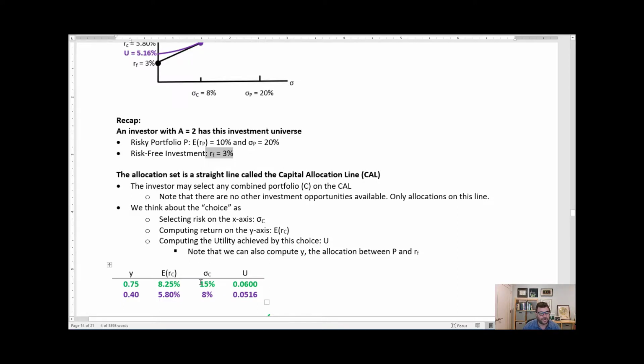And so here are our two choices so far. We arbitrarily said, well, let's have y equal 0.75, which is equivalent to the risk being 15%, and we saw a utility of 0.06. And then here we saw that y is equal to 40%, which is equivalent to a risk of 8% and has a lower utility.